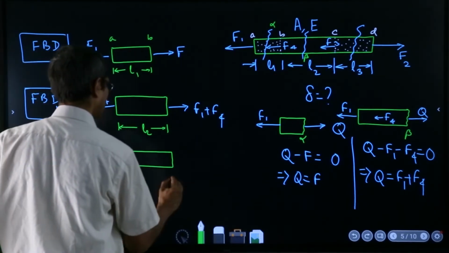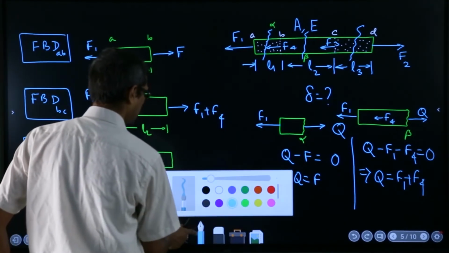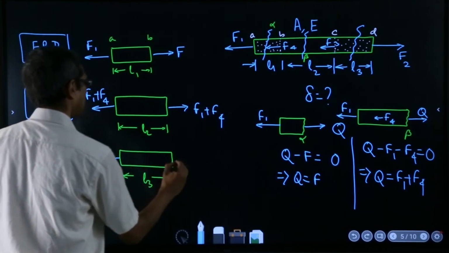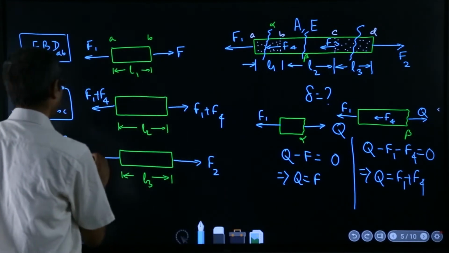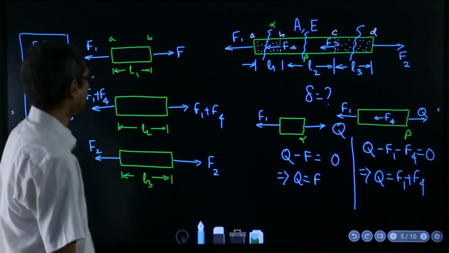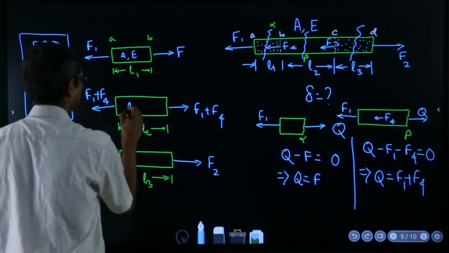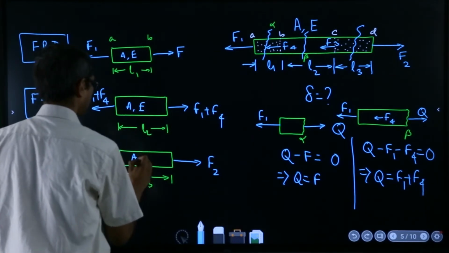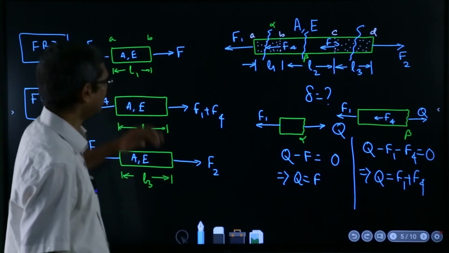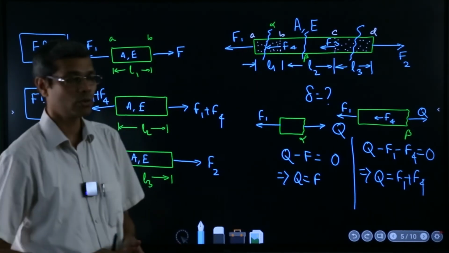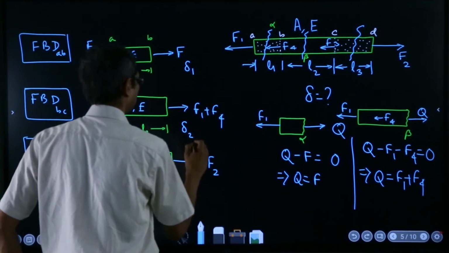where the length is maybe L3, and then the forces here and here are F2, and everywhere the area is A and material is E. Now all the three problems, if you look at them, are just like the canonical problems, and you know how to calculate the delta 1 here, delta 2 here and delta 3 here.